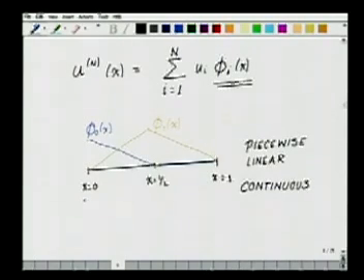That is, if I call these points x0, x1 and x2, then phi 0 is 1 at the point x0, 0 at the points x1 and x2. Phi 1 is 1 at the point x1, 0 at the points x0 and x2. And phi 2 is 1 at the point x2, 0 at the points x0 and x1. This is my construction of these functions which are going to be used to represent the series solution. Let us see if this is going to help.